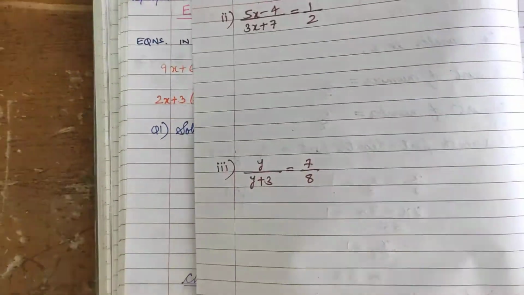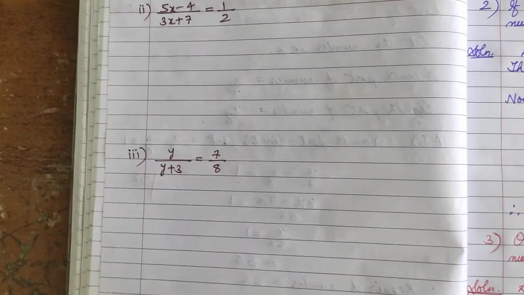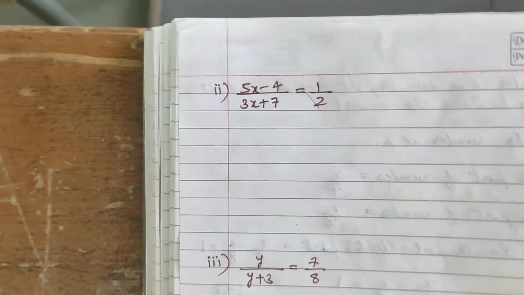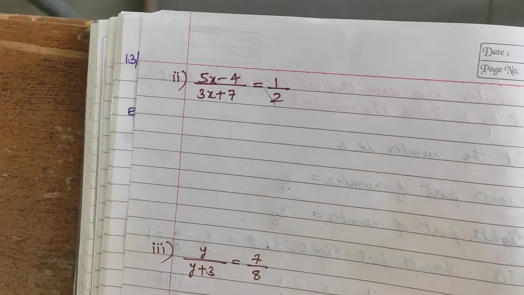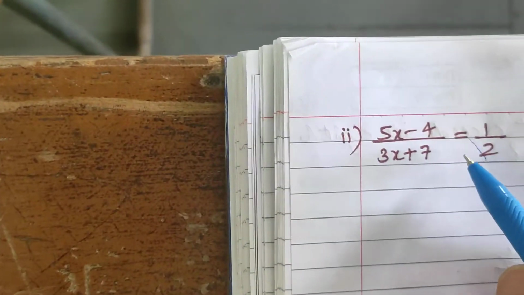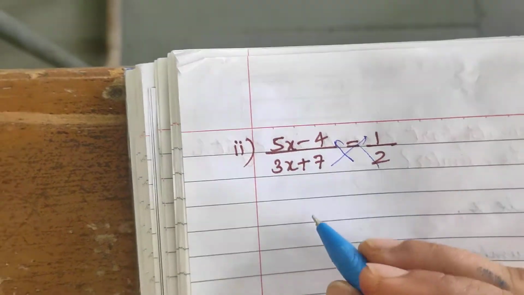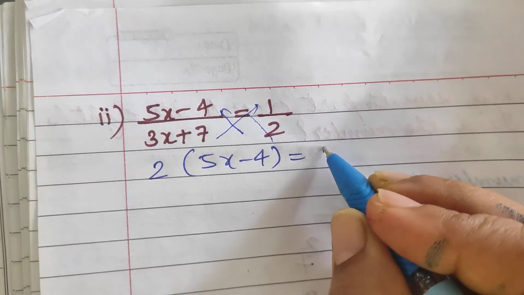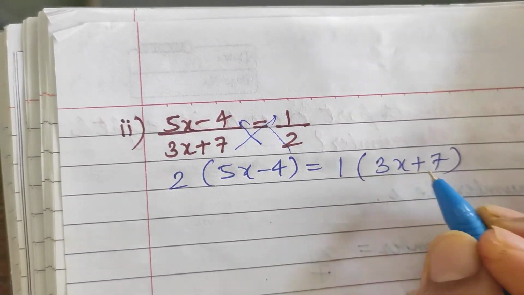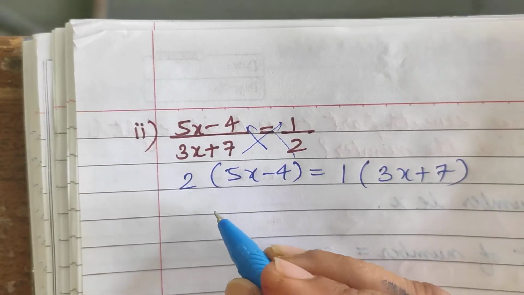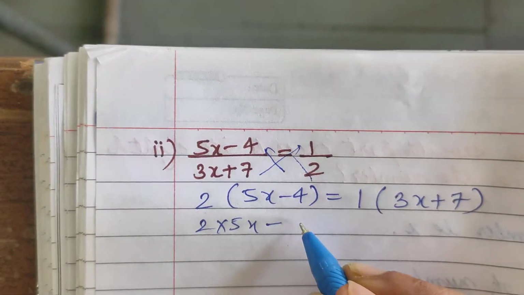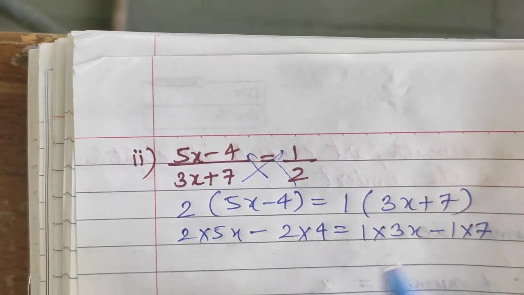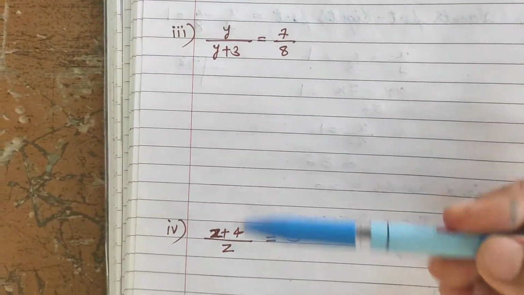Now beta, some more questions are given. You have to do these yourself by cross multiplying. Same way you have to cross multiply. I'm just telling you one or two steps. Like here also we are just going to cross multiply it. So it will become 2 multiplied by 5x minus 4 is equal to 1 multiplied by 3x plus 7. Cross multiply. Now just multiply it. So 2 multiplied by 5x minus 2 multiplied by 4 is equal to 1 multiplied by 3x minus 1 multiplied by 7. Multiply it and solve it. Similarly, we will be doing the third and fourth parts also.